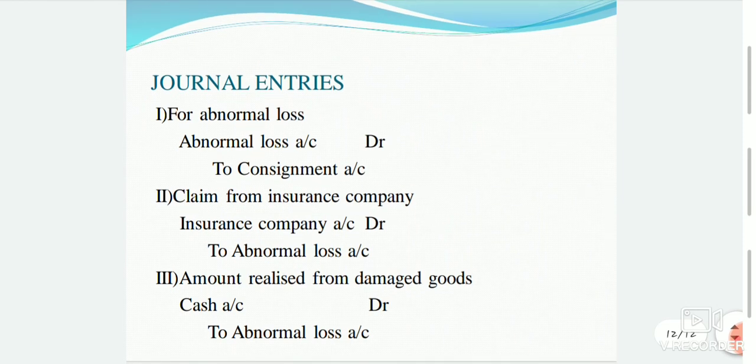Then the entries for abnormal loss. Abnormal loss account debit to consignment account; then claim from insurance company account debit to abnormal loss account; then amount realized from damaged goods, cash account debit to abnormal loss account.